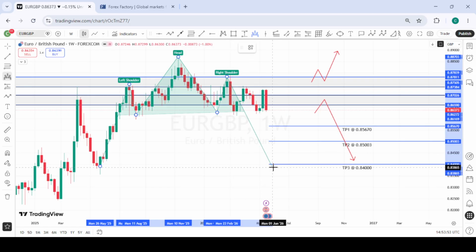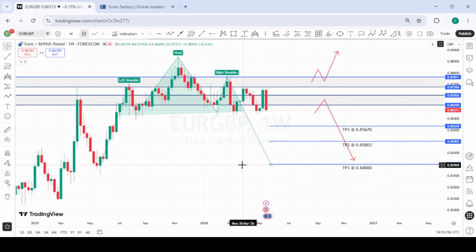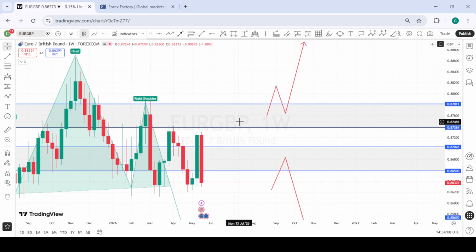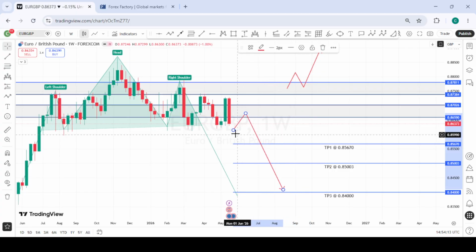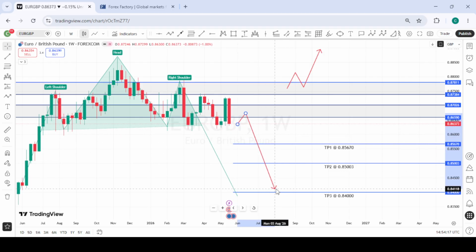We are looking forward to a continuation to the downside. So if we drop to the monthly time frame, this head and shoulder formation is actually a double top on the monthly time frame, but on the weekly time frame it is a head and shoulder formation, and price is still showing commitment to the downside. So what we are going to look forward to is to wait for a possible pullback into the area of interest, then we look for selling opportunities from there to the downside, targeting these targets we have below on EURGBP. So we are very bearish on EURGBP for the coming week.